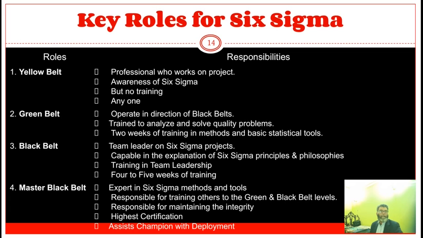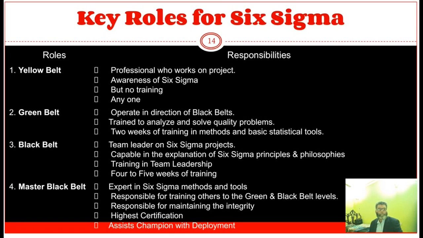Black Belt. Team leader on Six Sigma projects. Capable in the explanation of Six Sigma principles and philosophies. Training in team leadership. 4 to 5 weeks of training. Master Black Belt. So they are the expert in Six Sigma methods and tools. Responsible for training others to the green and black belt levels. Responsible for maintaining the integrity, highest certification, and assist champions with the deployment.